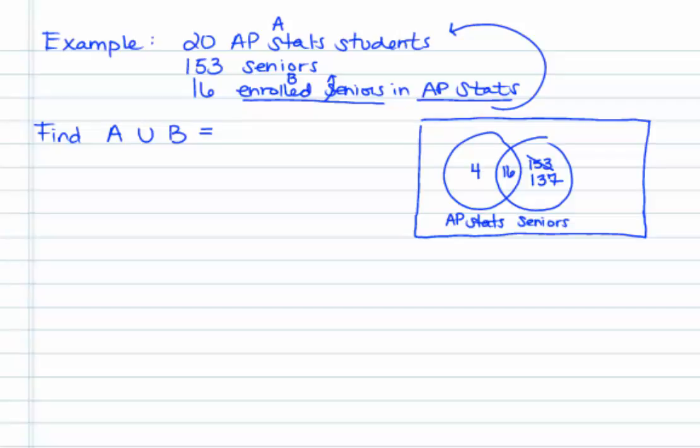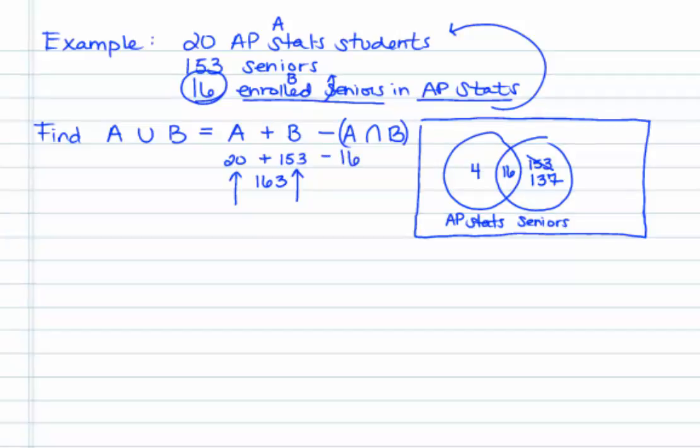But now, let's take a minute, and I want you to think about it separately. Okay? You would actually be taking, let's say we took all of A, all 20 students, and we took all of B, 153 students. That would give us 163 students. But that's actually taking into account these 16 enrolled students that are both statistics and seniors. We've counted them in here, and we've counted them in here. So technically, we have to take away how many are enrolled in both. How many are in A and B? So you have to take away the 16 that are in both.